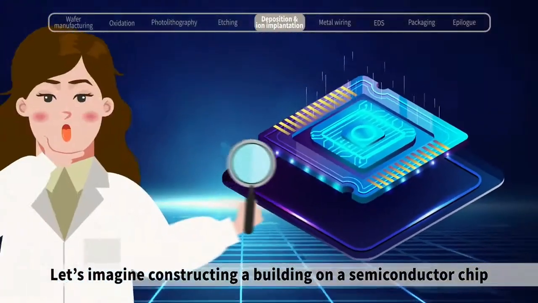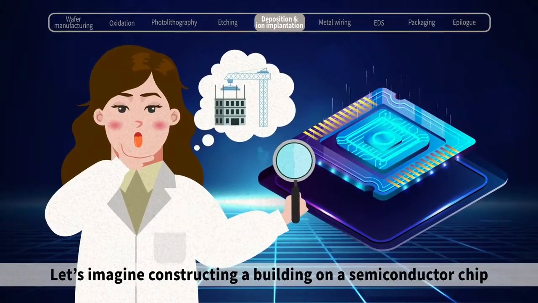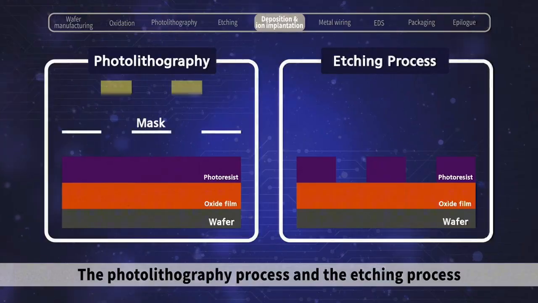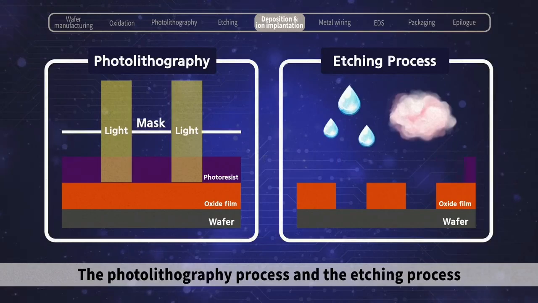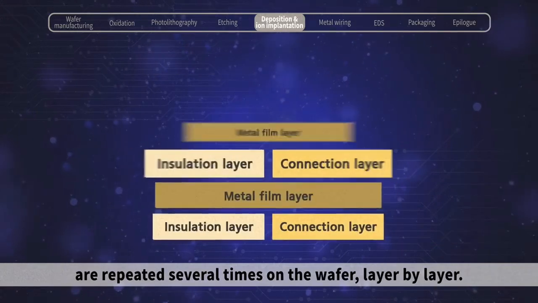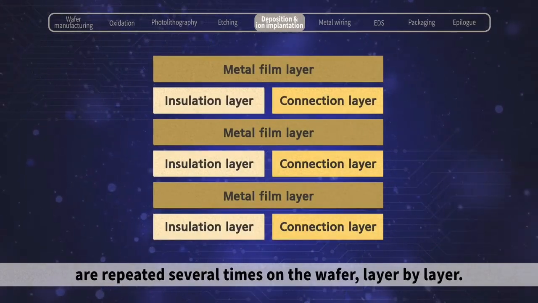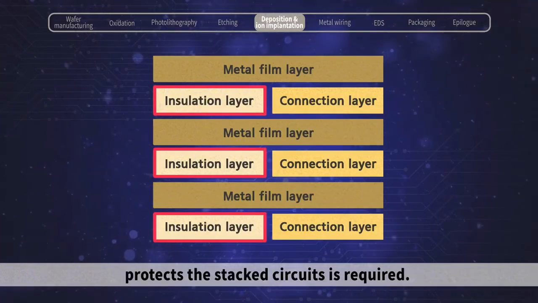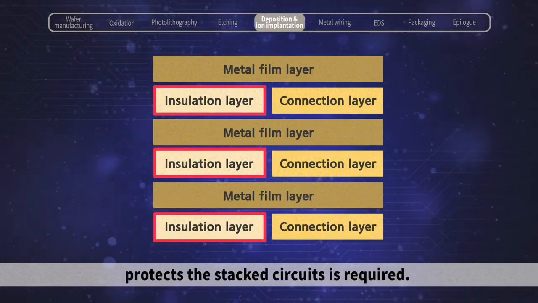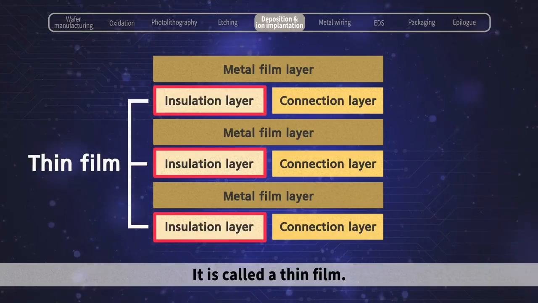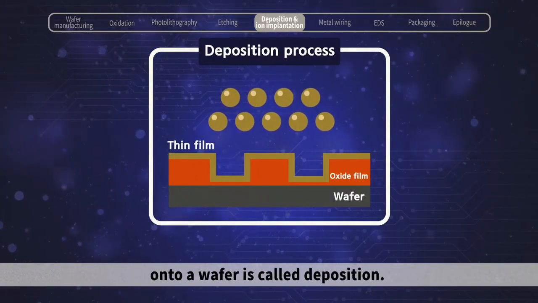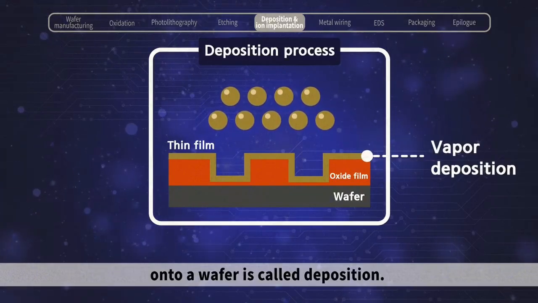Let's imagine constructing a building on a semiconductor chip smaller than a fingernail and thinner than a sheet of paper. The photolithography process and the etching process are repeated several times on the wafer, layer by layer. Here, an insulating film that separates and protects the stacked circuits is required. It is called a thin film. Coating the thin film at a desired molecular or atomic level onto a wafer is called deposition.